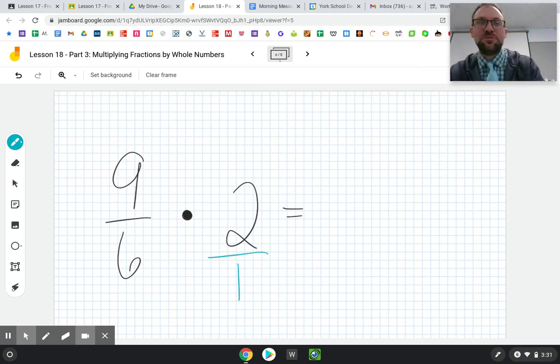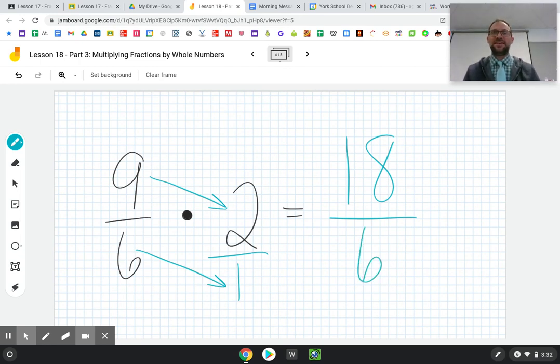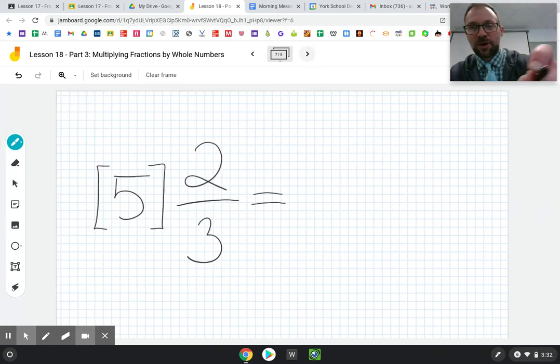Okay, did you multiply the 2 numerators together? 9 times 2 is 18. And did you multiply the 2 denominators together? 6 times 1 is 6. Did you get 18/6? I hope so. That's the correct answer.